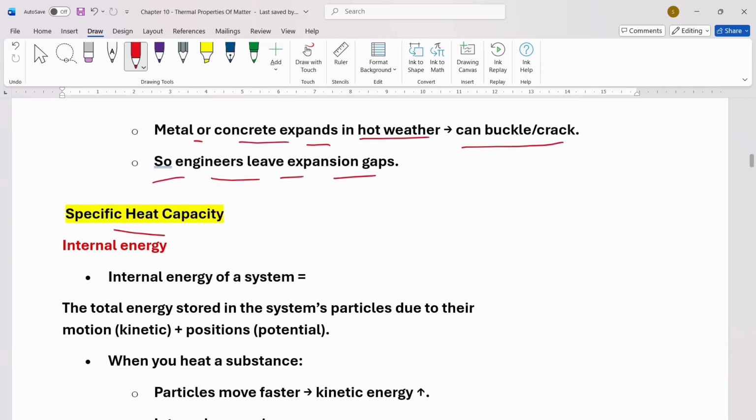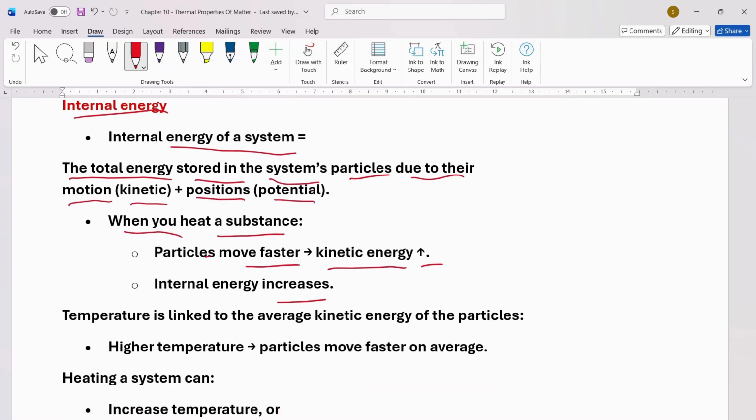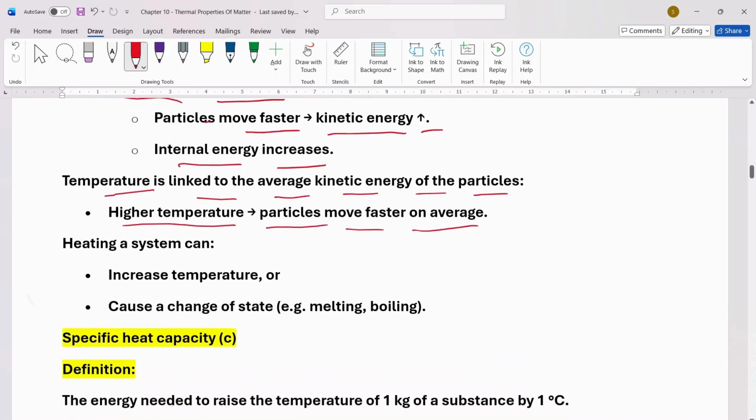Let's talk about specific heat capacity. Internal energy of a system equals the total energy stored in the system's particles due to their motion, which is kinetic, plus their position, which is potential. So when you heat a substance, particles move faster, kinetic energy increases, and internal energy also increases. Temperature is linked to the average kinetic energy of the particles. Higher temperature, particles move faster on average.